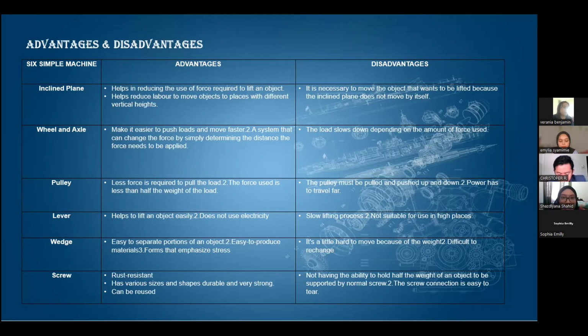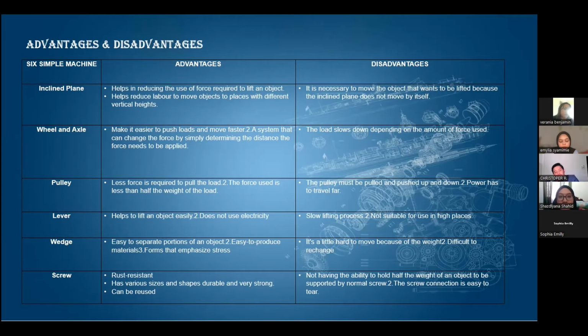For the pulley, the advantage is less force is required to pull the load. And number two, the force used is less than half the weight of the load. For the disadvantage, the pulley must be pulled and pushed up and down. Power has to travel far.